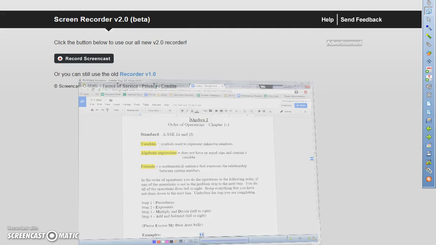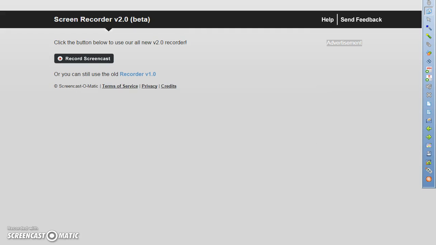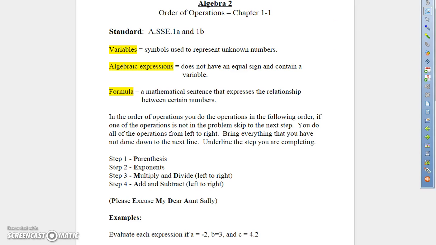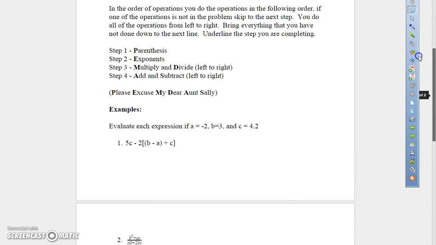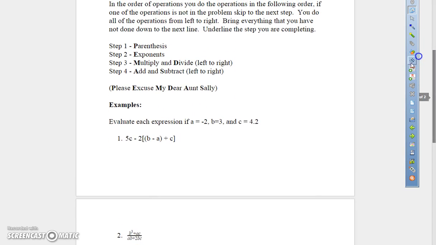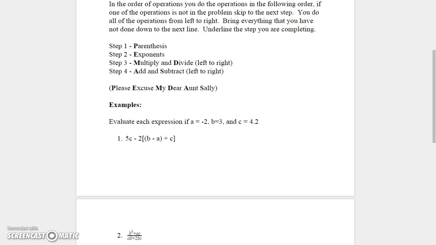And let me get to the right screen so I can help you here. Okay, so our very first problem says evaluate each expression if A is -2, B is 3, and C is 4.2.